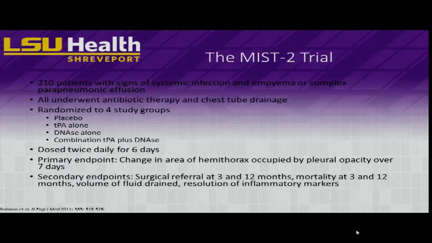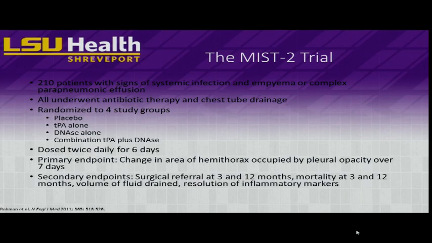Now, I want to go a little bit over the MIST-2 trial and point out some specifics of it, because this is an ongoing area of controversy. So the MIST-2 trial, done in 2011, randomized 210 patients who had signs of systemic infection and either empyema, so frank pus in the pleural space, or complex parapneumonic effusion. And the way they define that basically goes along with the BTS guidelines for who needs advanced pleural space drainage.